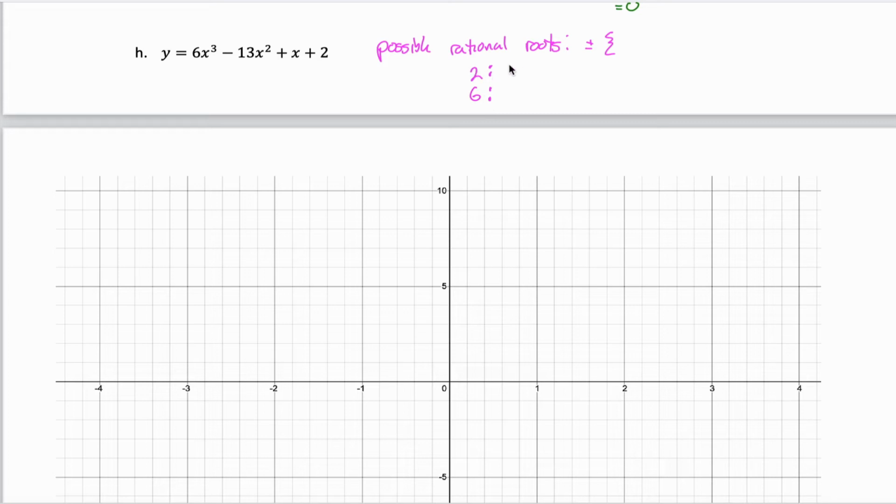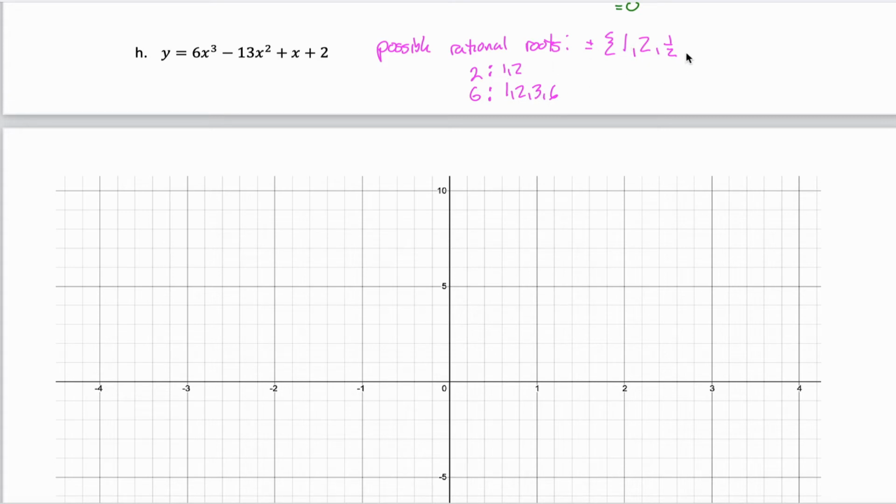So the factors of 2 are just 1 and 2, and the factors of 6 are 1, 2, 3, and 6. And we take either of these two numbers and divide them by any of these four numbers. So this 1 divided by this 1 gives me 1. This 2 divided by this 1 gives me 2. This 1 divided by this 2 gives me 1/2. This 2 divided by 2 gives me 1, but that's already on my list.